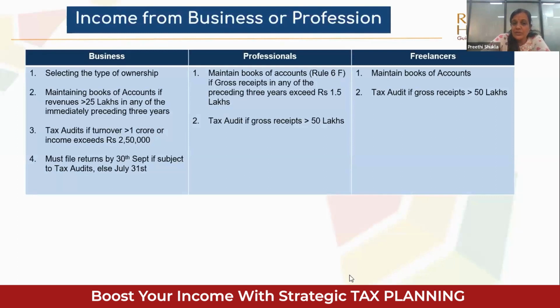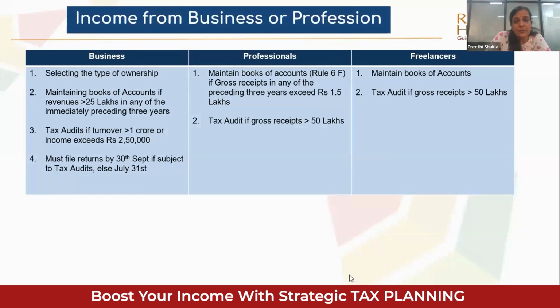Similarly, for professionals, which could include doctors, engineers, interior designers, and so on. It's a big list. For those considered professionals, if your gross receipts exceed 1.5 lakhs in any one of the years, in the first year or any one of the 3 preceding years, you have to maintain books of accounts. And if your gross receipts exceed 50 lakhs, you will have to do a tax audit too. Similar rule for freelancers.